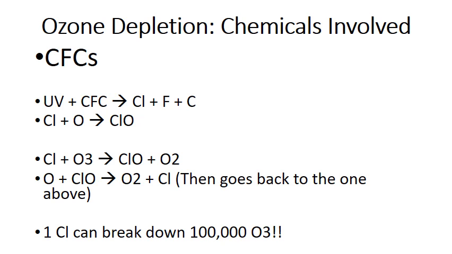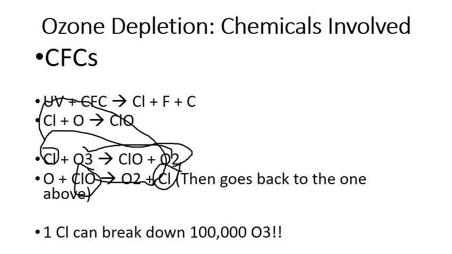Then what happens is this chlorine here goes back up to this chlorine, it binds with more ozone, it breaks that ozone apart, and then this ClO here turns into more chlorine and it goes here and it goes here, and this is an ever-ending loop. Not never ending, but one chlorine can break down 100,000 ozone molecules. That's why these things are so detrimental.